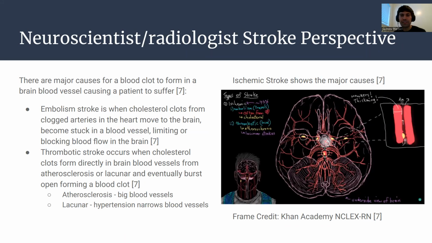Now we dive into ischemic stroke, and we're going to look at some of the major causes of that. One of the major causes is, of course, embolism, and the other is thrombotic. And then next, we'll look at watershed stroke from ischemic. So the main idea with ischemic stroke is a blood clot forms in a blood vessel in the brain, and the patient suffers.